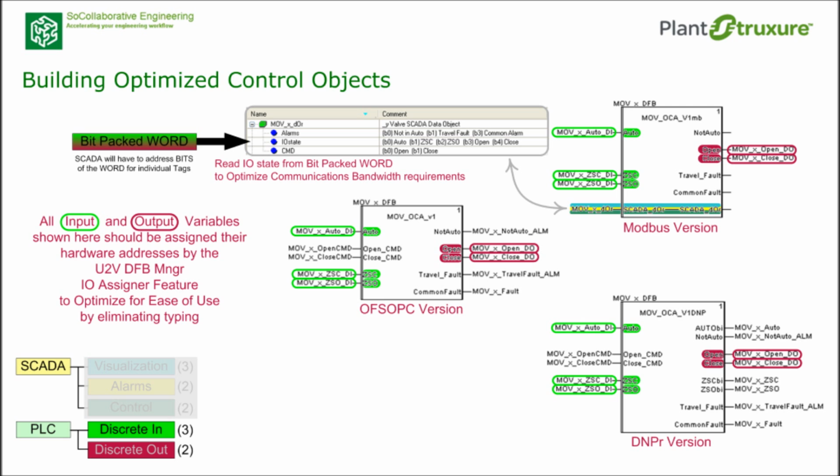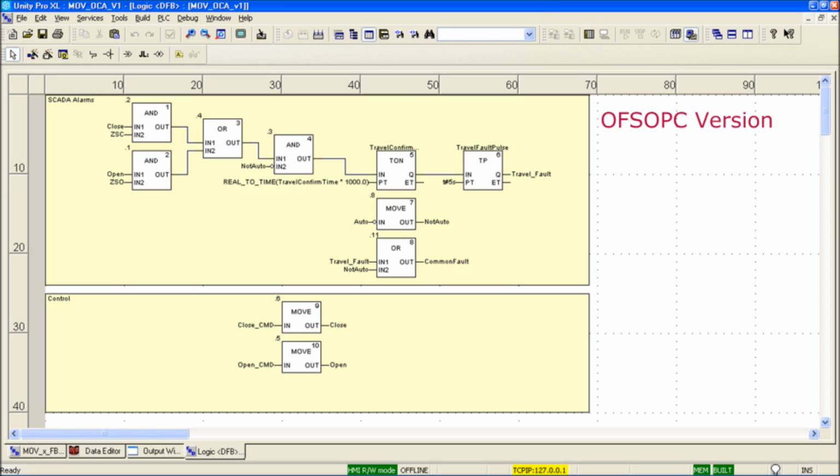The last breakdown, the PLC I/O assignments. For all three versions, the input and output variables will be assigned their hardware addresses by the U2V DFB Manager I/O assigner feature using drag and drop, which optimizes these DFBs for ease of use by eliminating the need to touch the keyboard. Okay. This is the last and final break it down, the DFB internal logic.